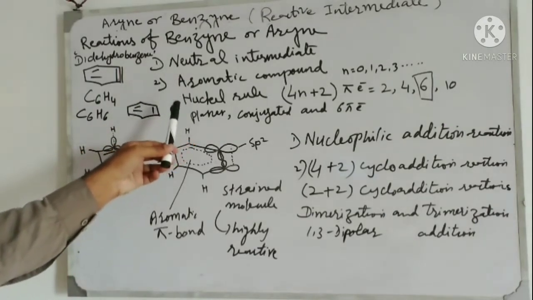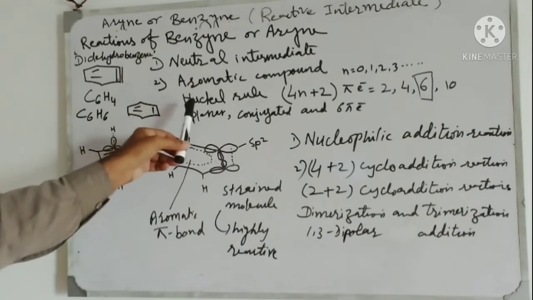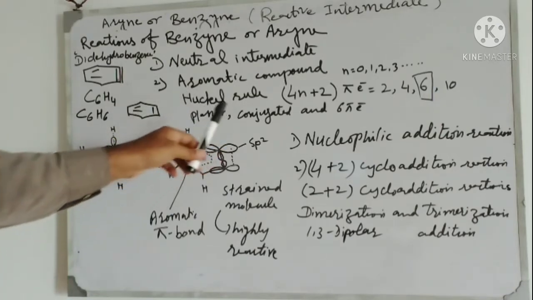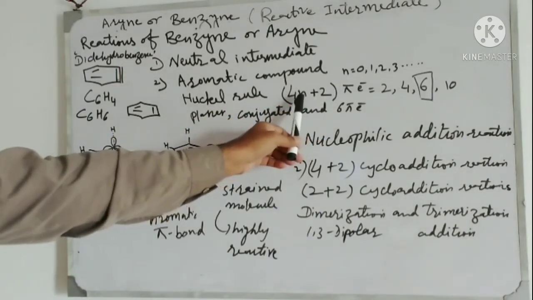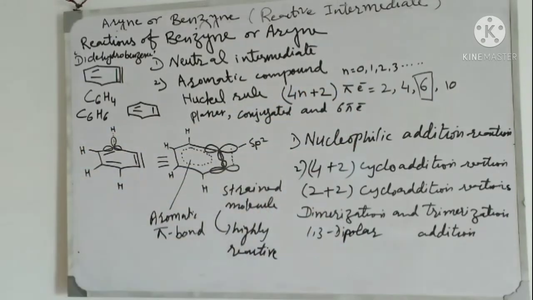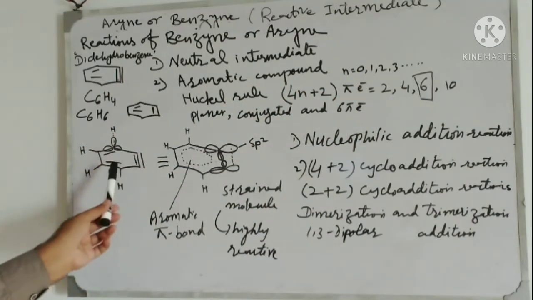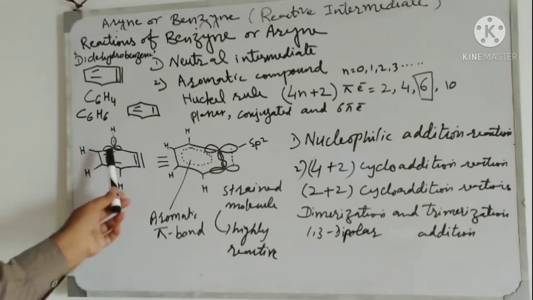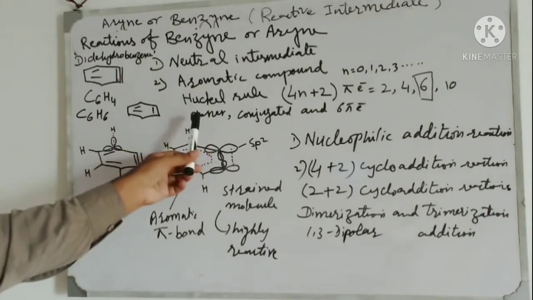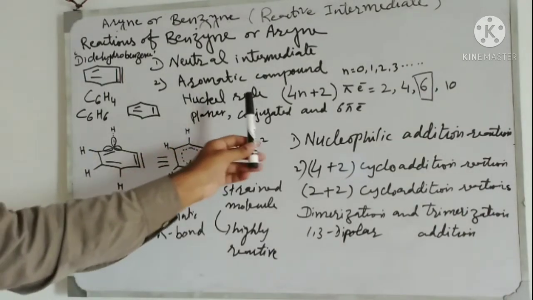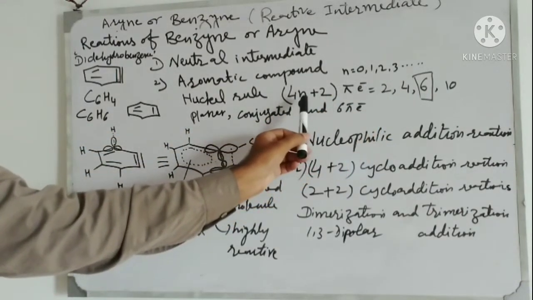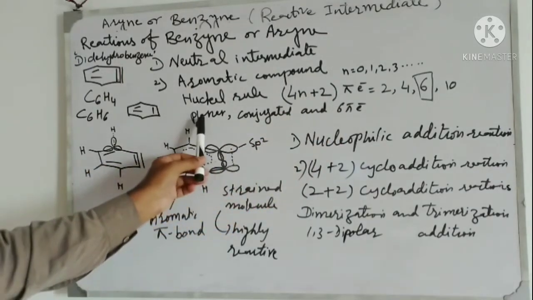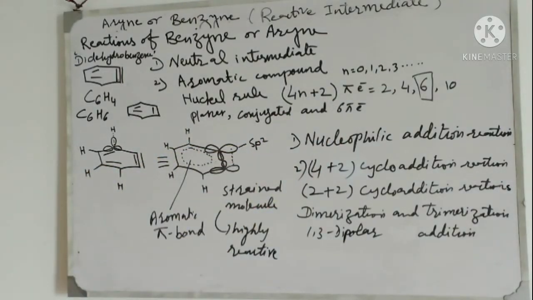The criterion for aromaticity is that any compound which obeys Huckel's rule must have 4n plus 2 pi electrons, where n is any number starting from 0. Benzyne has 6 pi electrons, so according to Huckel's rule it is aromatic. So the criterion for aromaticity is 6 pi electrons, 4n plus 2, and the compound is planar and conjugated.